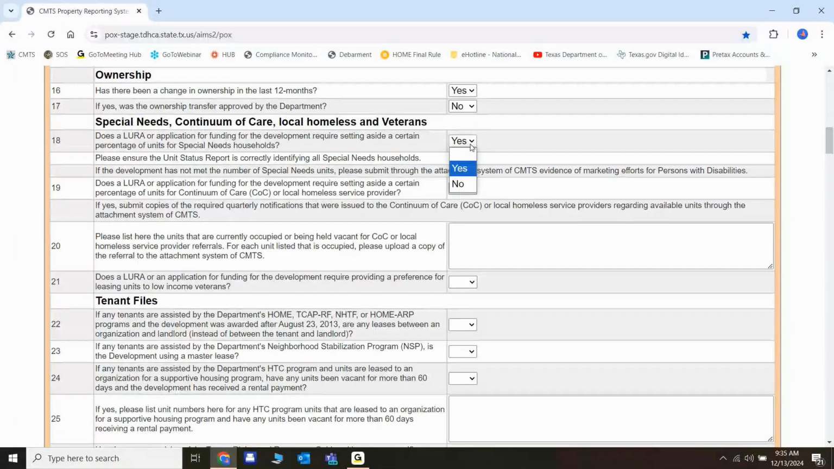So say I'm supposed to have 6 special needs households, I only have 4. Those land use restriction agreements are going to say if you are supposed to have 6 and you only have 4, you're going to answer no to this. You're going to make sure those 4 are identified correctly on your unit status report. And then you are going to submit in the attachment system evidence of marketing to persons with disabilities.